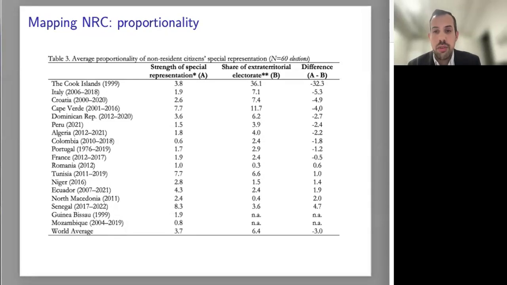So those who refer to the special representation of citizens living abroad as a symbolic practice are quite right in terms of electoral proportionality. It should be noted that our measure is limited to descriptive representation and does not address whether overseas voters are substantively represented. For this, please check the article by Pablo Garcia in Comparative Migration Studies.